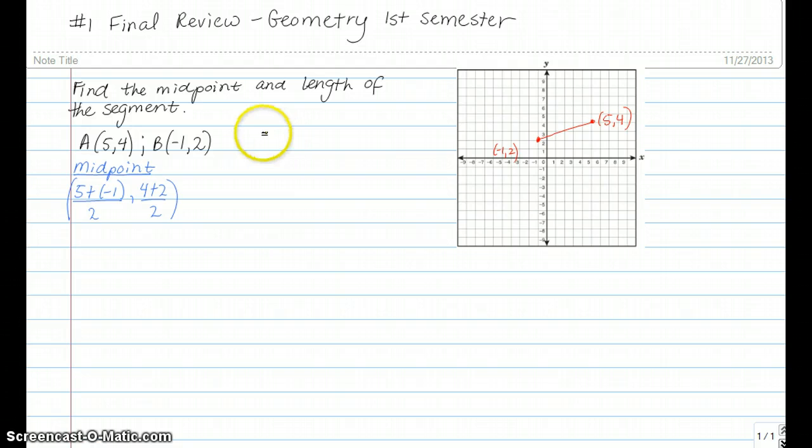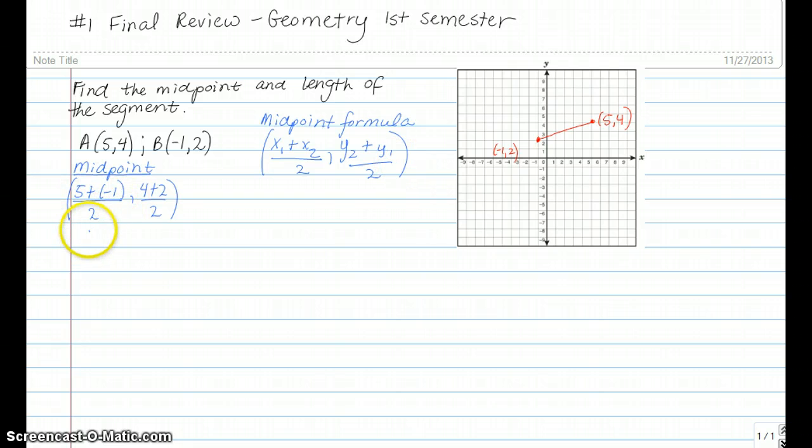So the midpoint formula is simply, in parentheses, because it's an ordered pair, x sub 1 plus x sub 2 divided by 2, comma, y sub 2 plus y sub 1 divided by 2. And that's going to give you your midpoint.